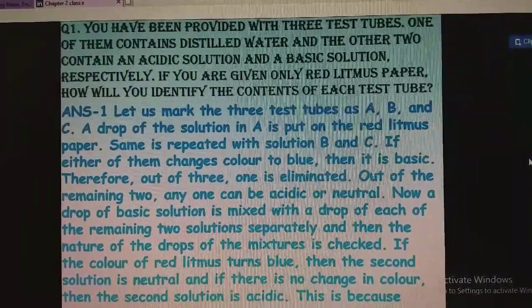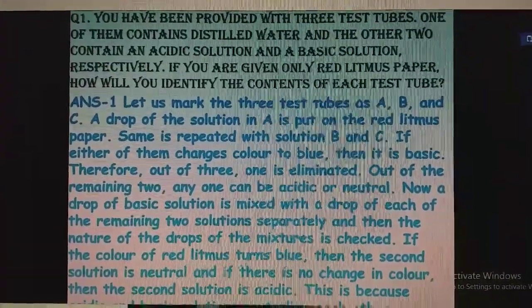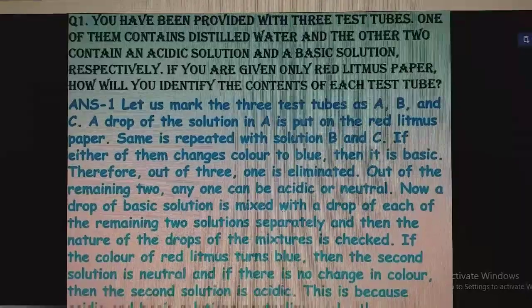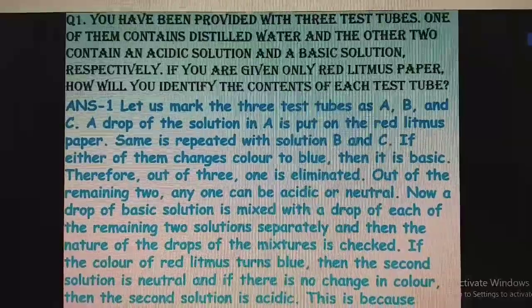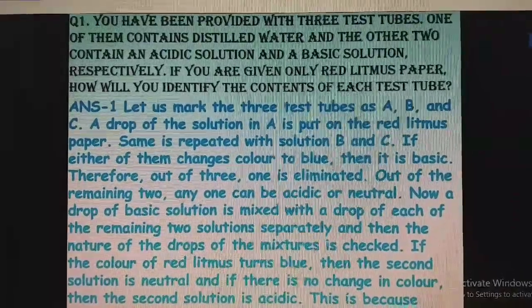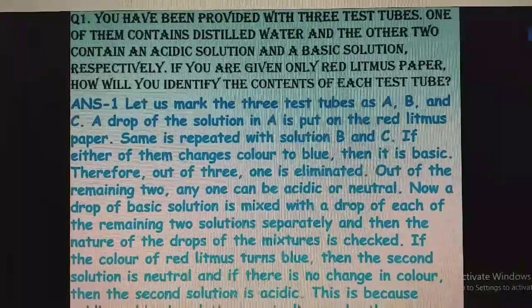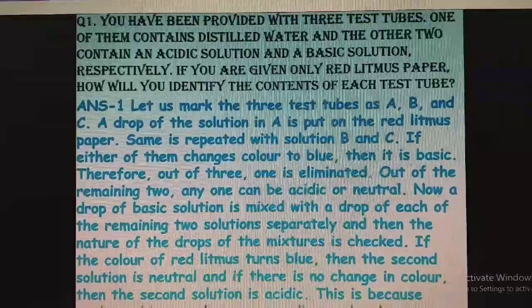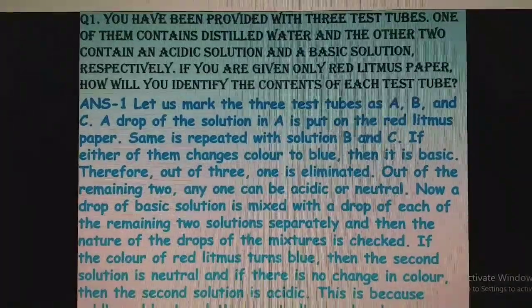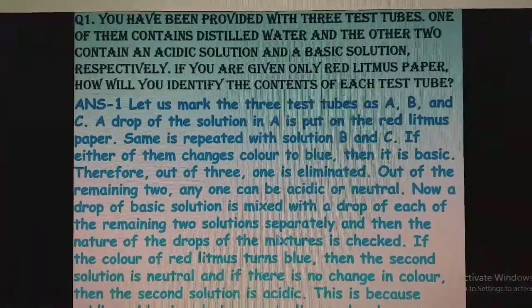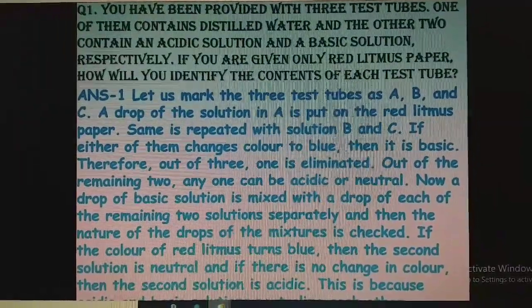Now a drop of basic solution is mixed with a drop of each of the remaining two solutions separately, and then the nature of the drops of the mixture is checked. If the color of the red litmus turns blue, then the second solution is neutral. If there is no change in the color, then the second solution is acidic. This is because acidic and basic solutions neutralize each other. You understood this? So whenever acid and base are both neutralized, there is no color change. If it is a base, then red litmus will turn blue. Okay, I hope you understood this.